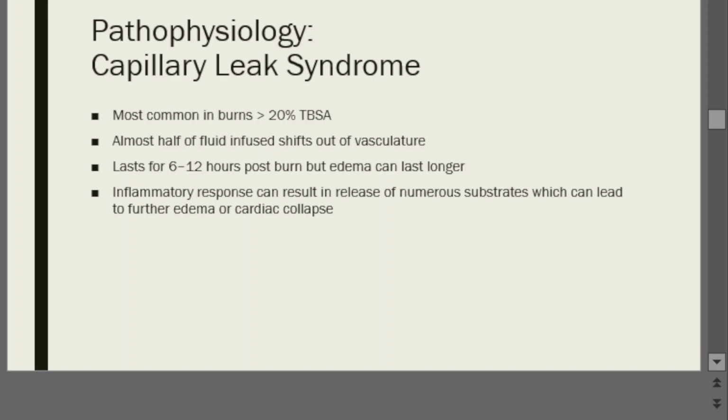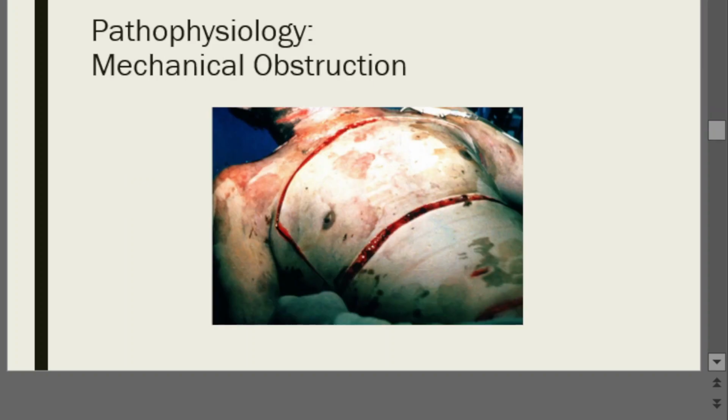So just like I said, most common in burns greater than 20%. Inflammatory response can result in release of numerous substrates, which can lead to further edema or even cardiac collapse. One other pathophysiology of a burn we need to be aware of is the mechanical obstruction. This is a circumferential burn to the chest, and circumferential burns can happen in our extremities too.